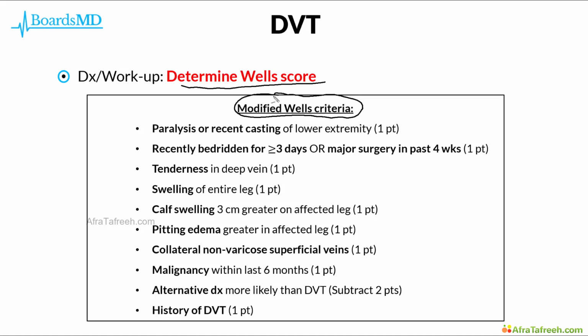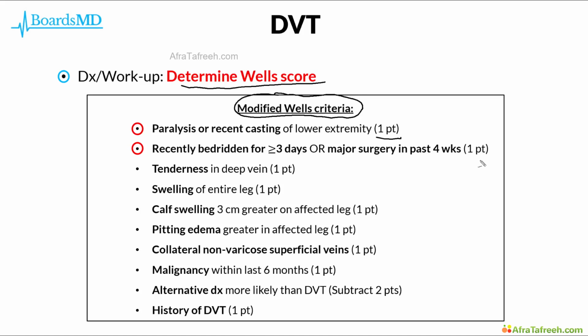Just to go through each of these criteria briefly, if the patient has paralysis or recent casting of the lower extremity, this will give the patient 1 point. This is not surprising, as this represents the stasis component of Virchow's triad. Similarly, if the patient has been recently bedridden for at least 3 days, again, stasis of Virchow's triad, or has had major surgery in the past 4 weeks, then that patient also gets 1 point.